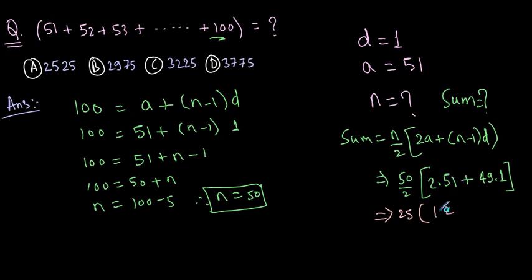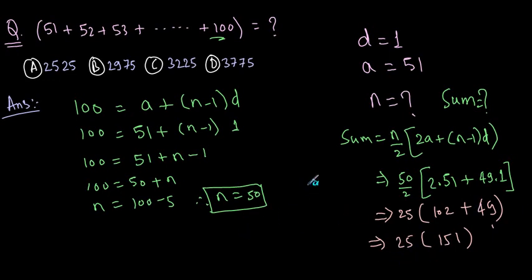2 into 51 is 102, plus 49. So 25 into (102 plus 49): 9 plus 2 is 11, 1 is carry, 4 plus 10 is 14, so 151. So we have to calculate what is 25 into 151.